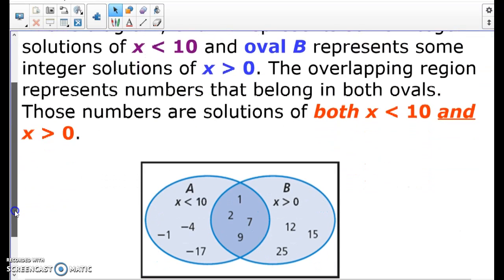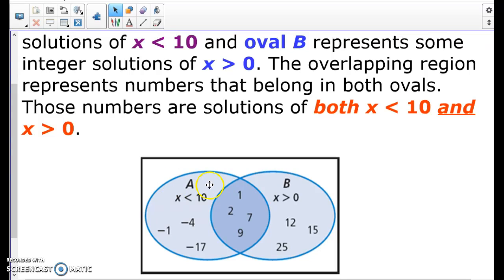And then, probably looking at Venn diagrams, something like this. So if A is numbers less than 10 and B is numbers greater than 0, well, there's a lot of numbers that are greater than 0, and there's a lot of numbers that are less than 10. But there's only a few numbers that are less than 10 and bigger than 0. So we're using a Venn diagram to show the numbers that are true for both.